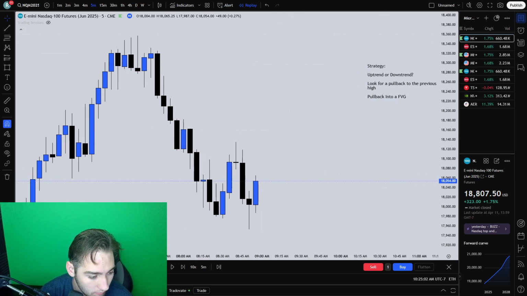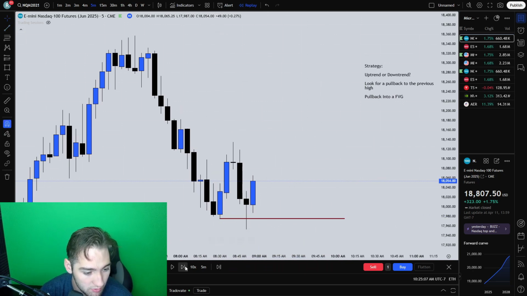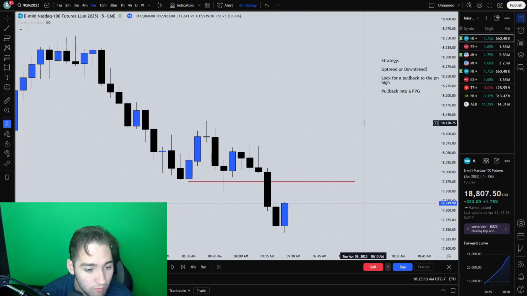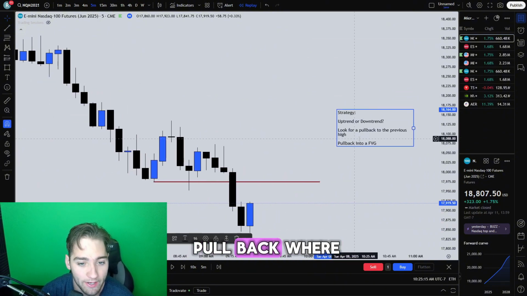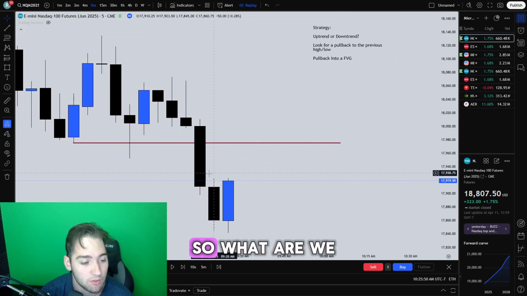So we have this low down here. Let's see if price breaks that low, which it does. Now what are we looking for? Well, we want to pull back to the previous low, but we also want to pull back into a fair value gap.